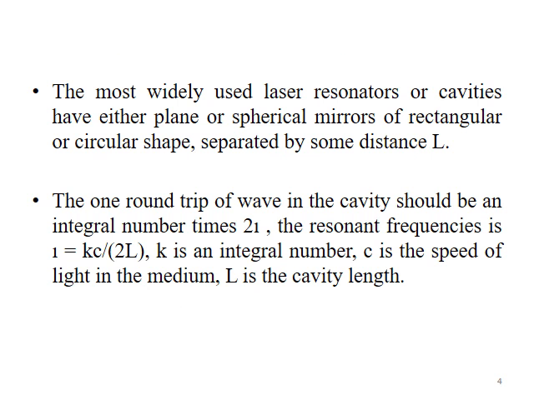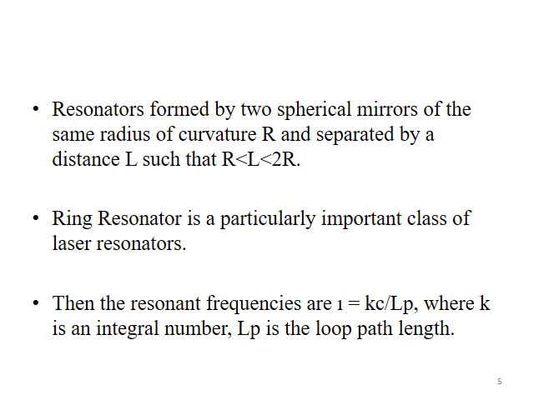The most widely used laser resonators or cavities have either plane or spherical mirrors of rectangular or circular shape, separated by some distance L. One round trip of the wave in the cavity should be an integral number of times 2π. The resonance frequency is ν equal to Kc by 2L, where K is the integer and c is the speed of light in the medium, for a cavity of length L.